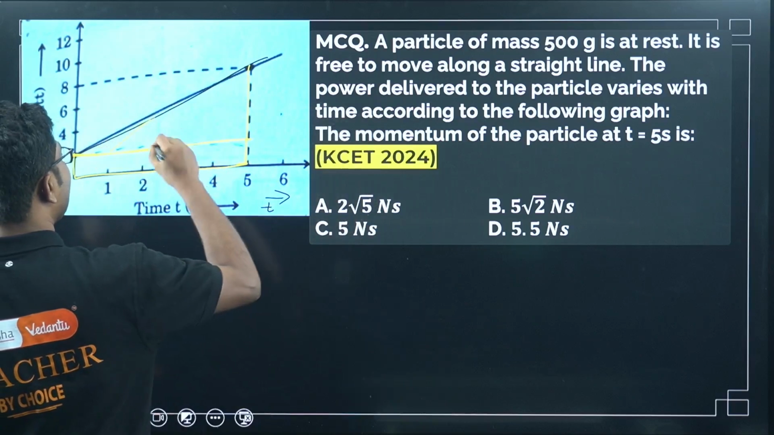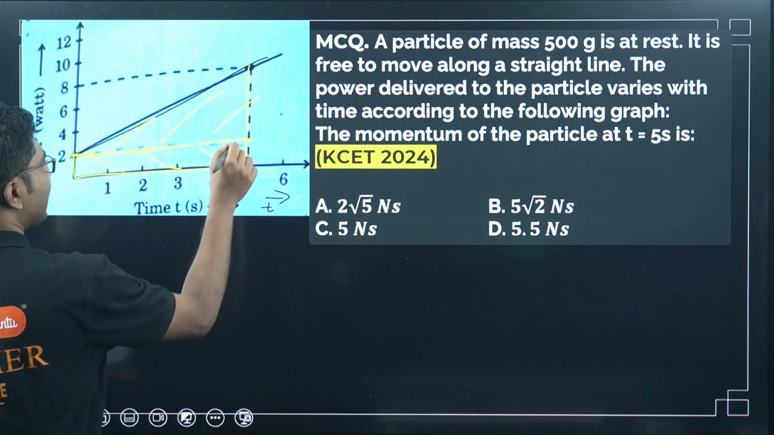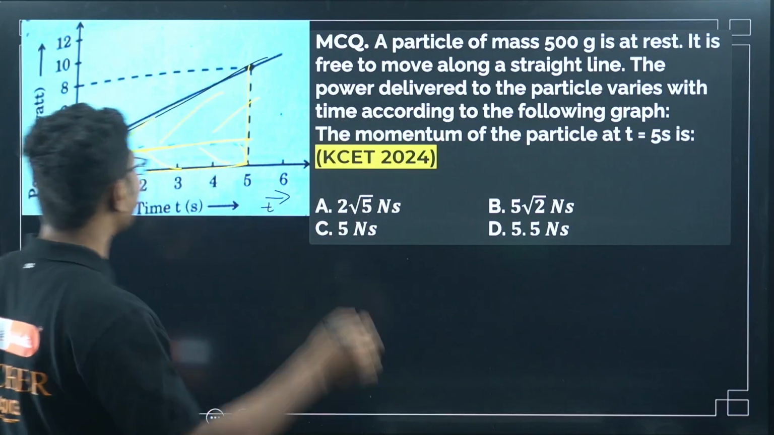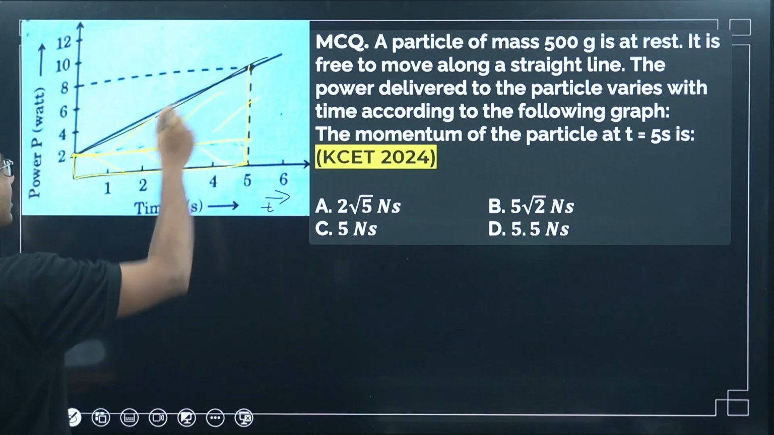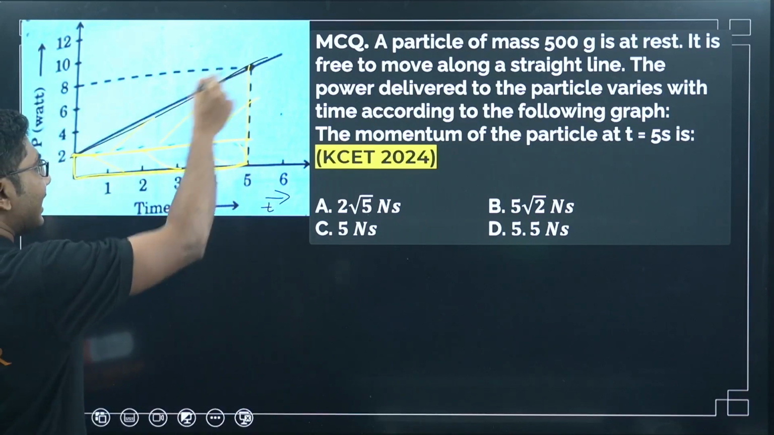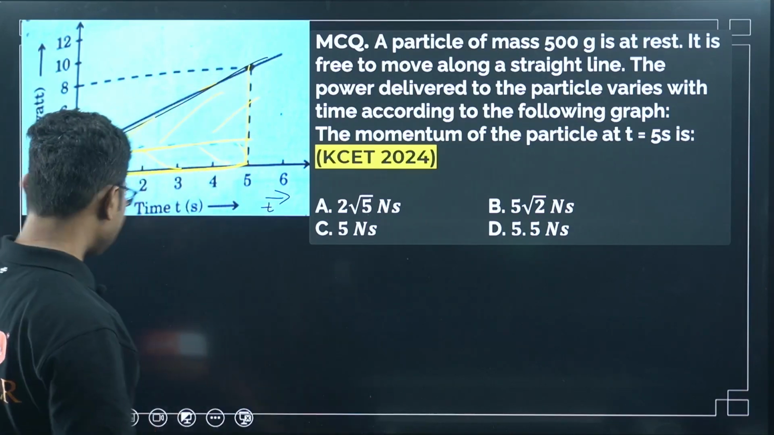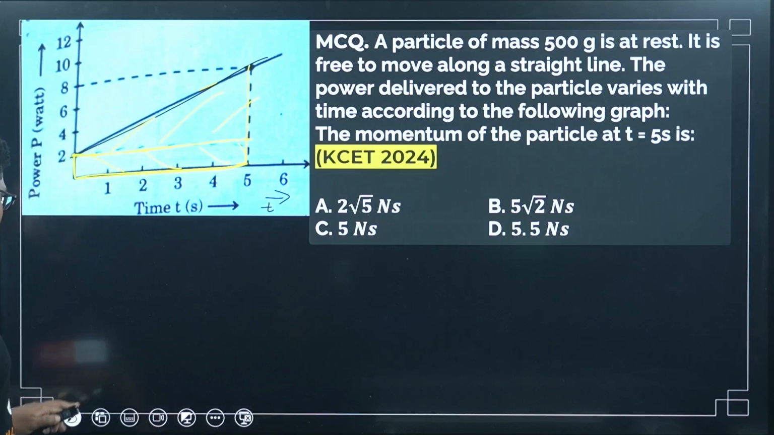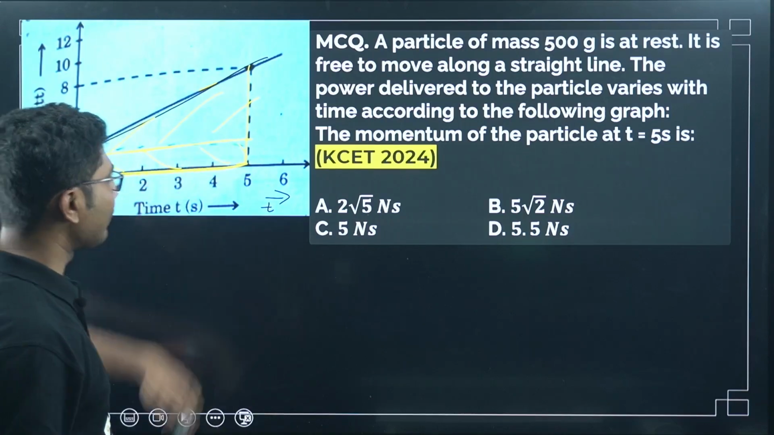This area plus this area, this is the total area under the graph. So if you are calculating the area under the graph, you cannot consider only this part, you have to consider the entire thing, right? So what is the total power delivered? Okay, so you can calculate what the area is.